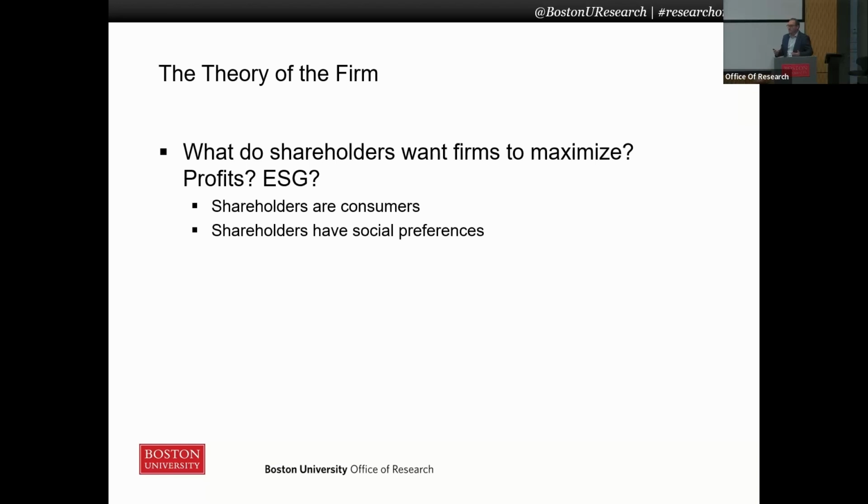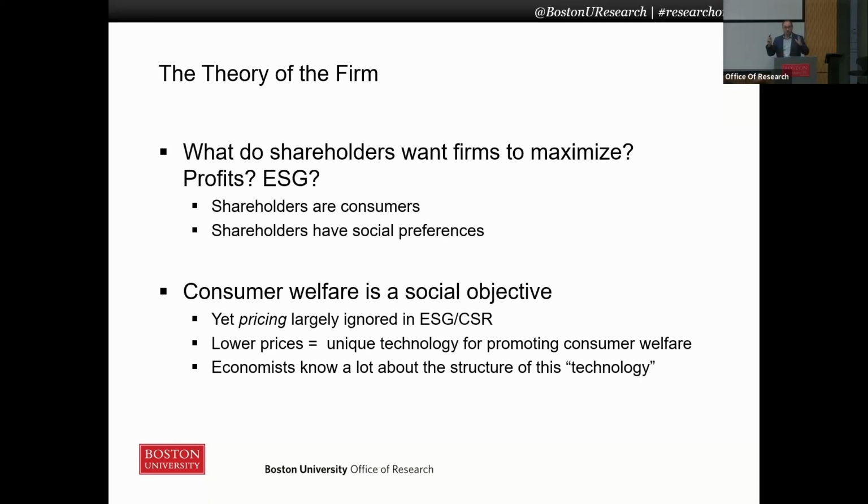Why do shareholders have these preferences about firms? Well, shareholders are also consumers, so they care how a firm treats its consumers, the people who buy its product. Shareholders also have social preferences. They care about other people, and hence they care about how firms treat other people. Consumer welfare is a social objective, the S in ESG, part of that S.